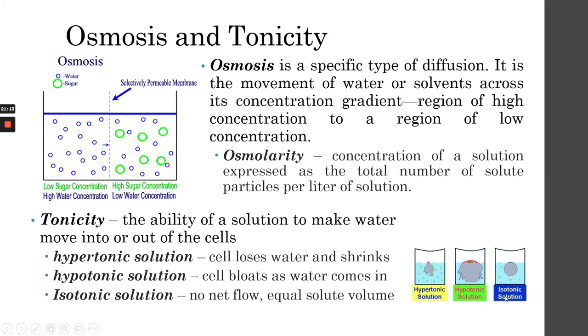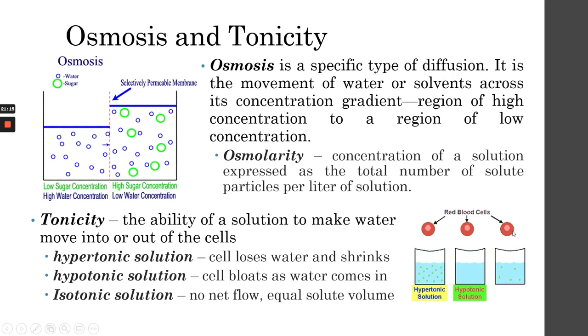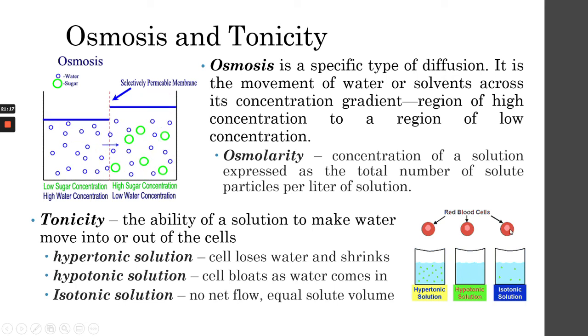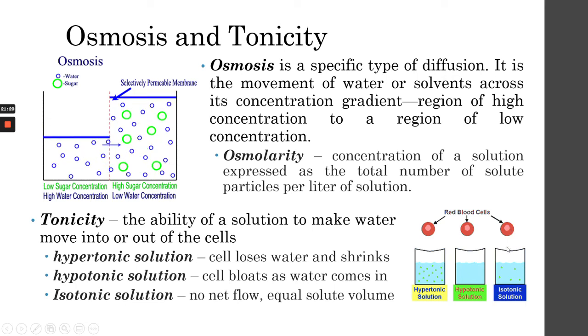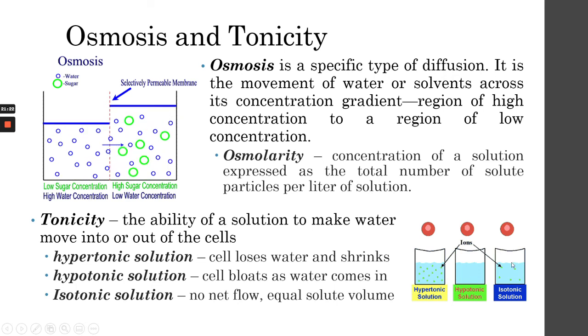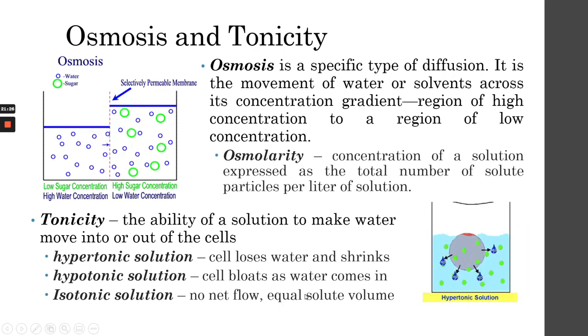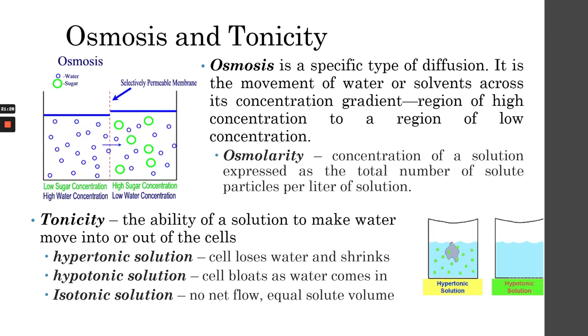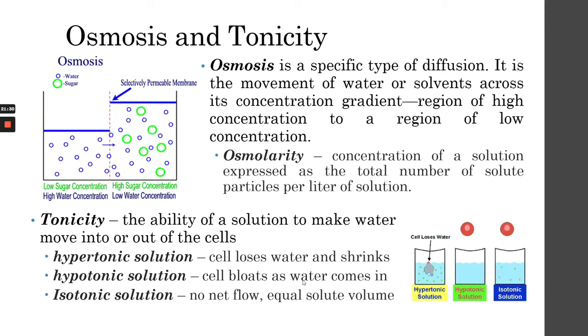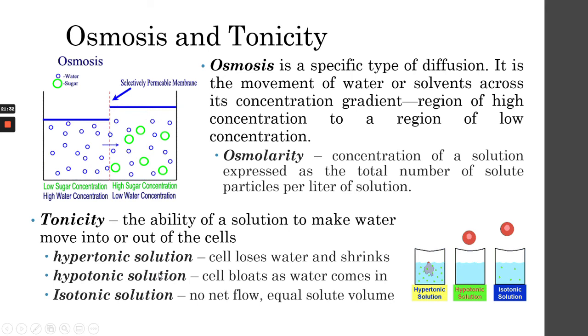Isotonic solution, iso meaning equal. There is equal concentration of solute inside the cells and in the solution. So it means there would be no net flow. So nagpapalitan lang sila ng tubig pero yung volume ng tubig nila hindi nagbabago. So why is this important?